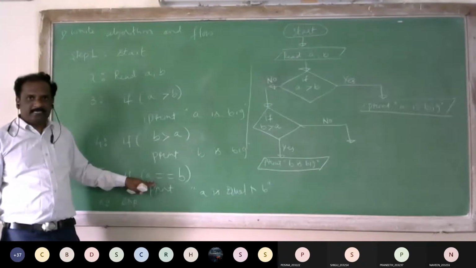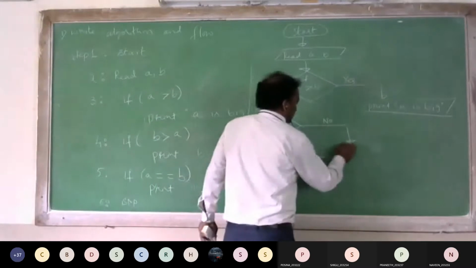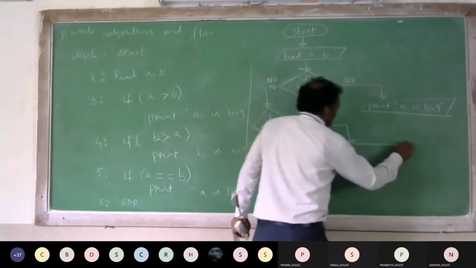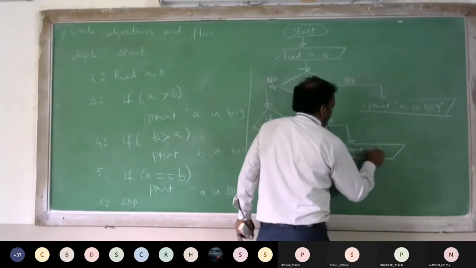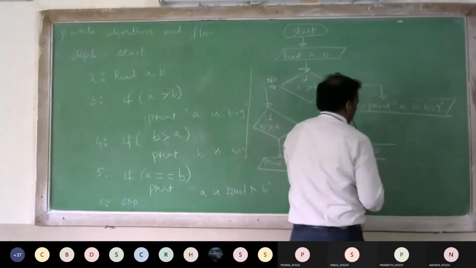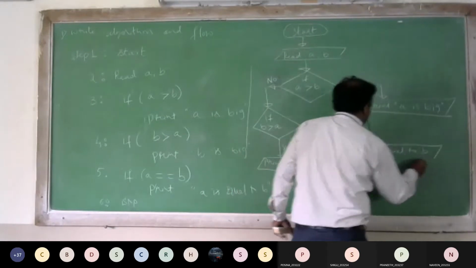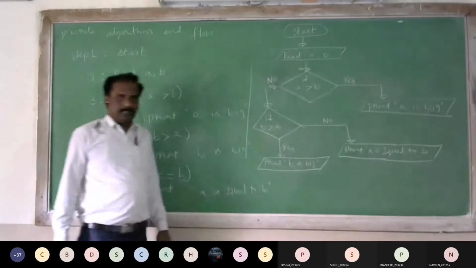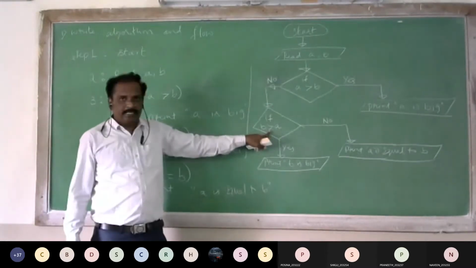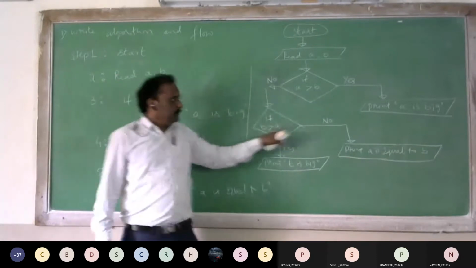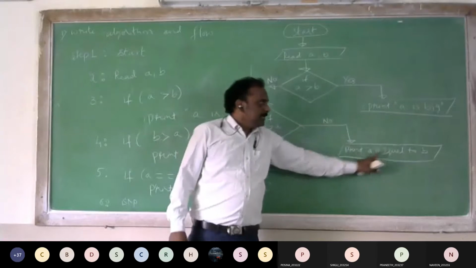means you will check this condition. Is A equal to B? Here you can write directly print A is equal to B. Because already we have checked for A greater than B, and we have checked for B greater than A. If both are not true, then they must always be equal. A is equal to B.